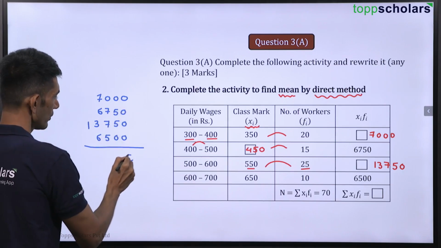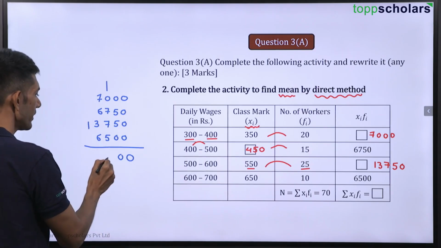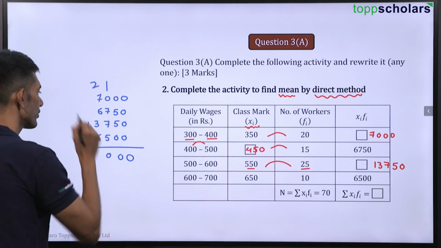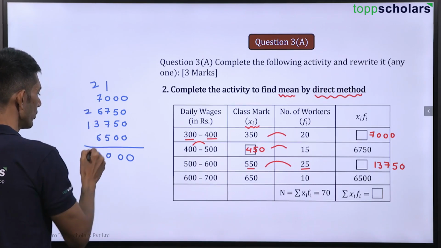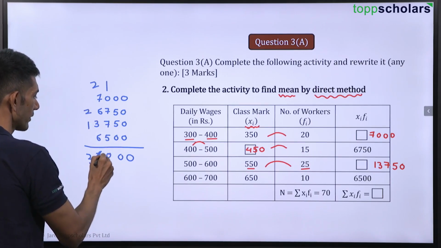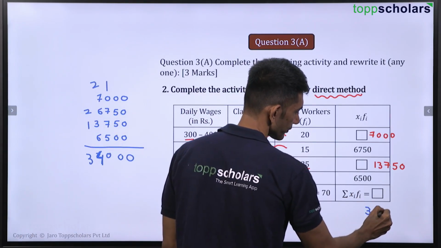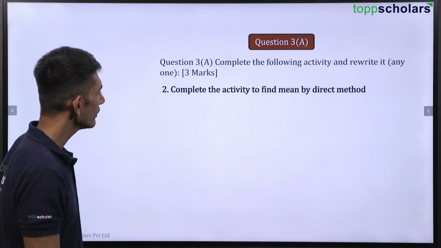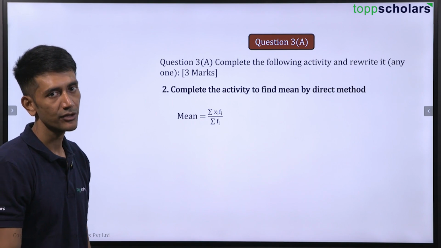So we have 0, 5 plus 5 is 10, 7 plus 7 is 14, 14 plus 5 is 19, plus 1 is 20, 7 plus 2 is 9, 6, 15, 18, 24, carry 2, so 34,000, right? So this is 34,000. And now we have the formula. What is the formula? Mean x bar is equal to summation fi xi by summation fi.